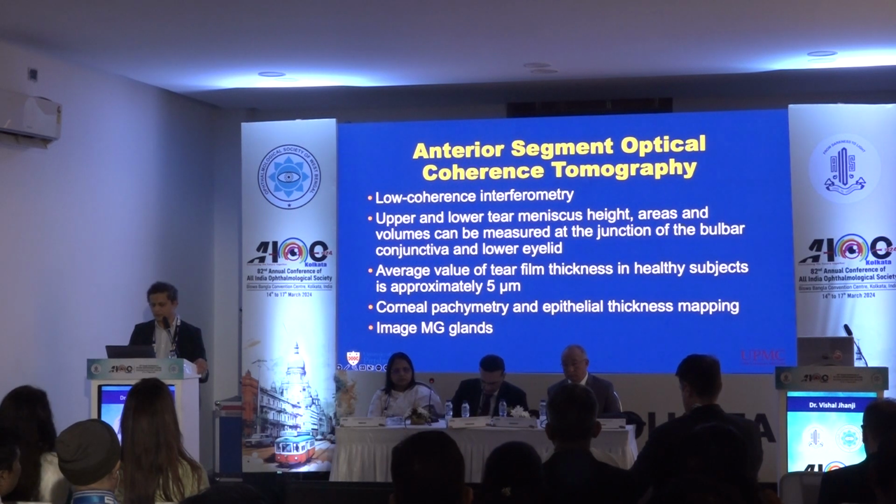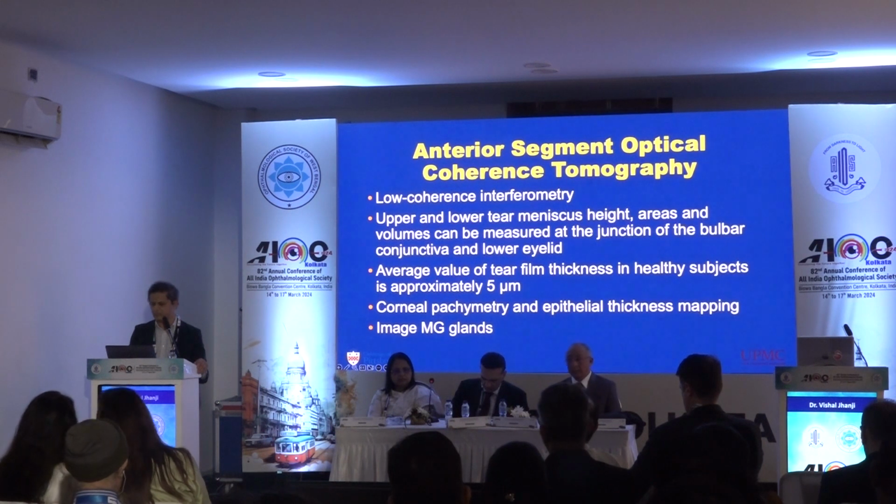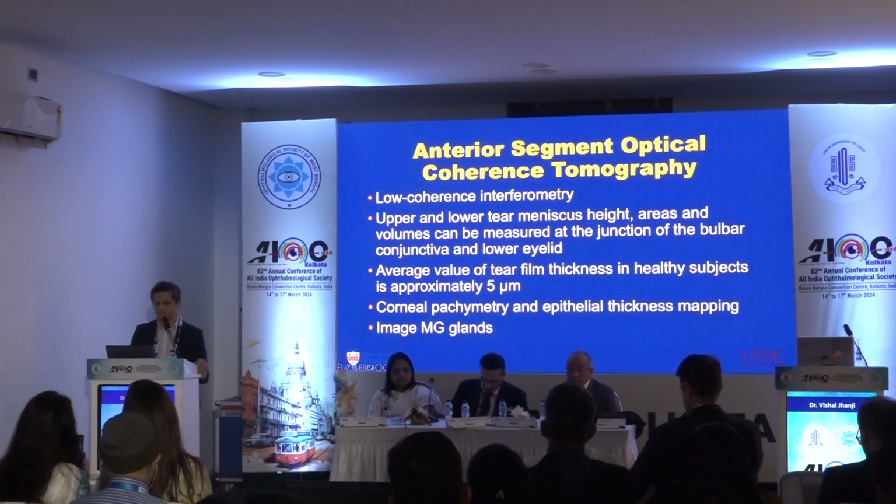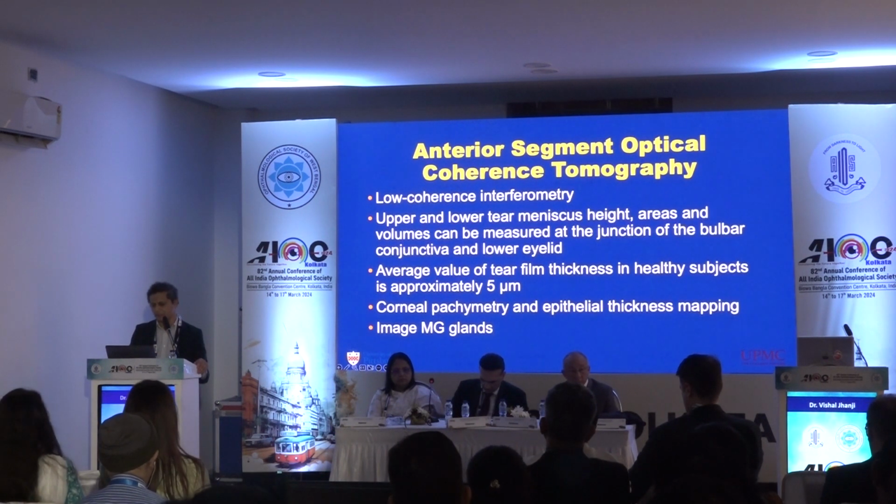We do utilize the newer versions of anterior segment OCTs, which are low coherence interferometry devices. You can look at the upper and lower tear film meniscus height. You can actually measure the volume in different areas, especially at the junction of bulbar conjunctiva and the lower eyelid.